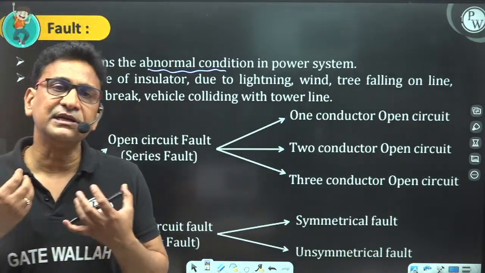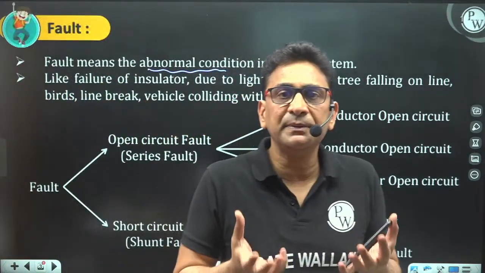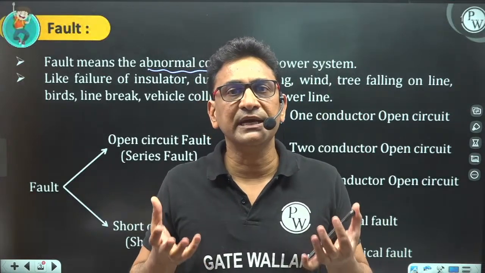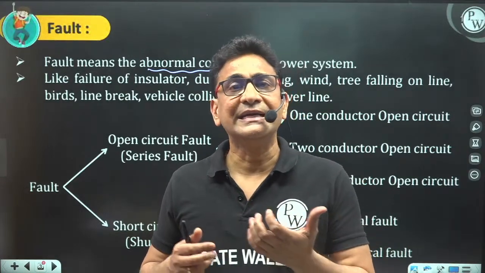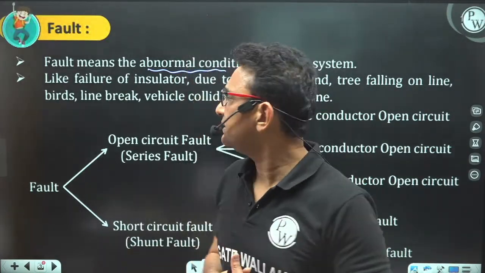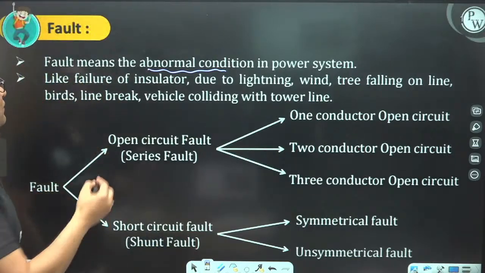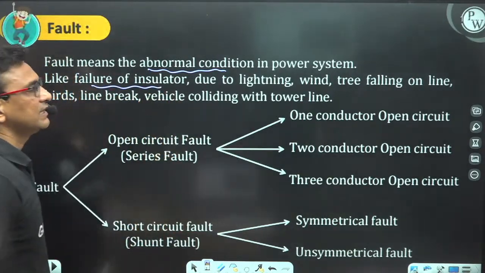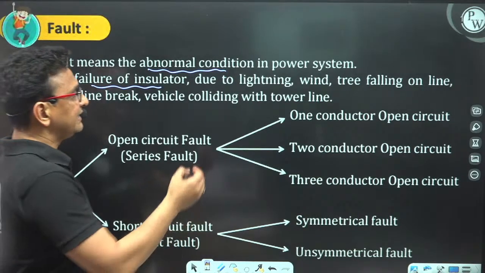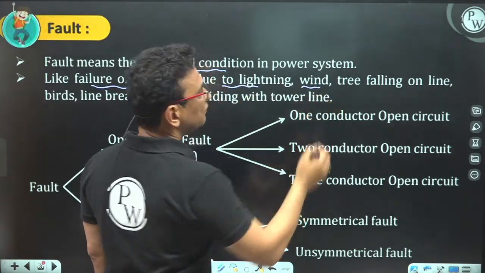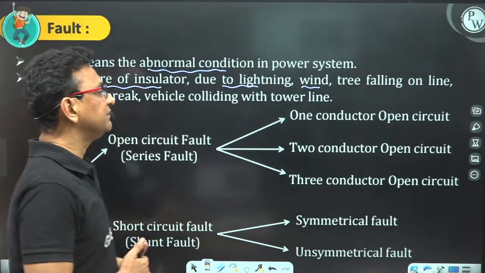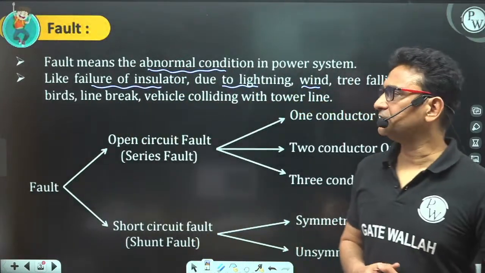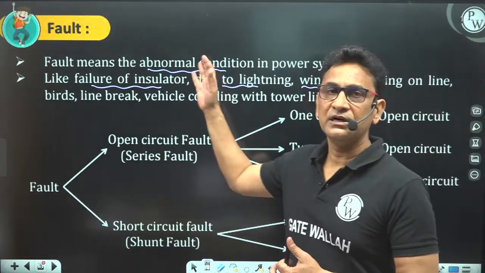Now, the second question that comes into our mind: what may be the major cause of the fault? What may be the main reason that current has diverted from the intended path? The main reason of the fault is the failure of insulator. The insulator of the power system has failed. The lightning, wind, the tree falling on the line, it may be because of the birds, or the line breaks, vehicle colliding with the tower line. So there may be different causes of the fault.